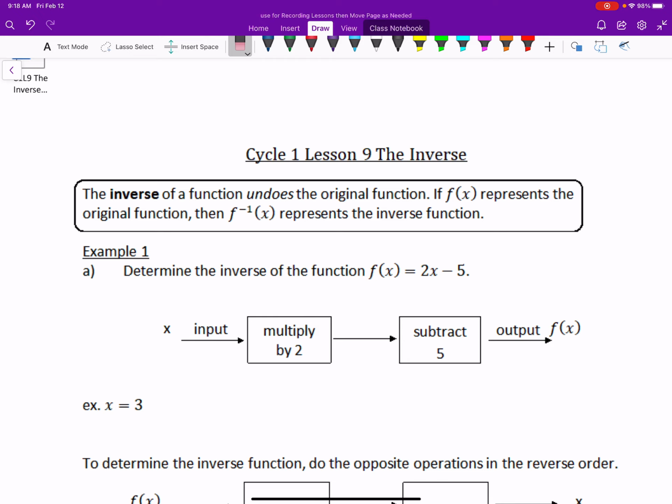f at 1 means put 1 in for x in the first equation. So 7 times 1 plus 2, which gives me 9. Now put f at 1 into the second equation. So f to the negative 1 of 1 would be 1 minus 2 over 7. So 1 minus 2 is negative 1, divided by 7 is negative 1/7.